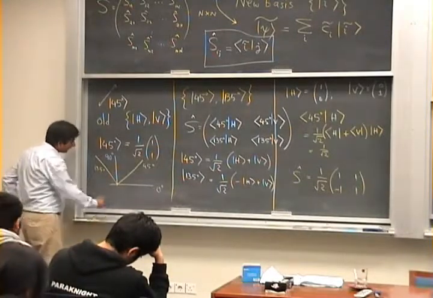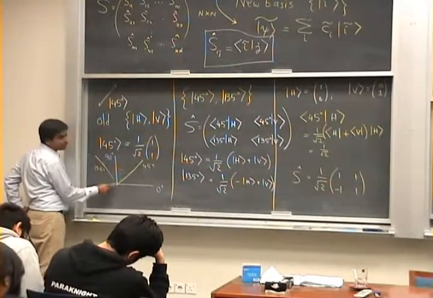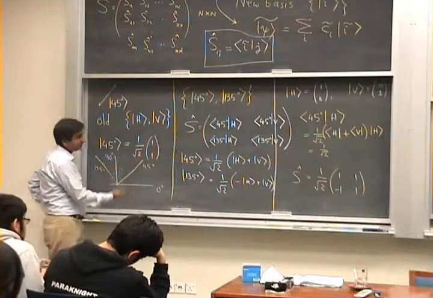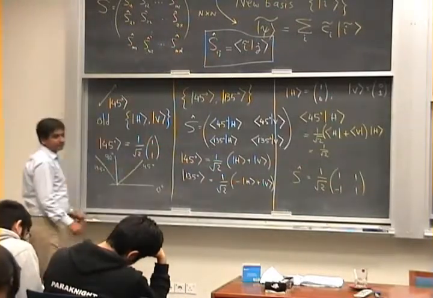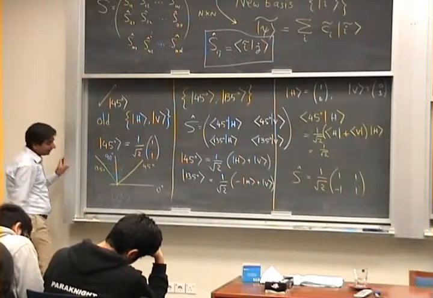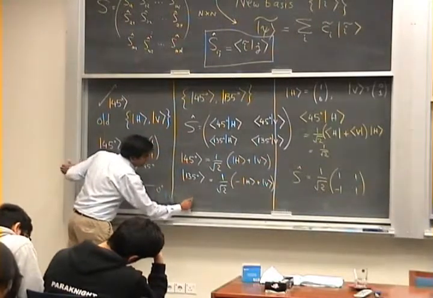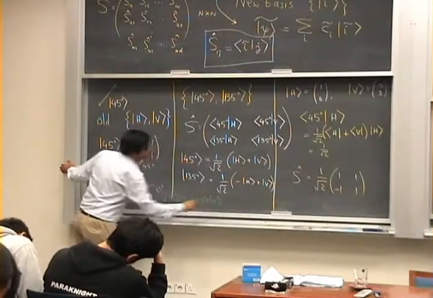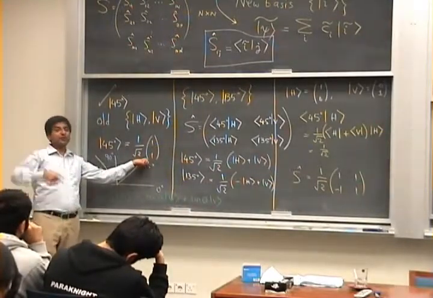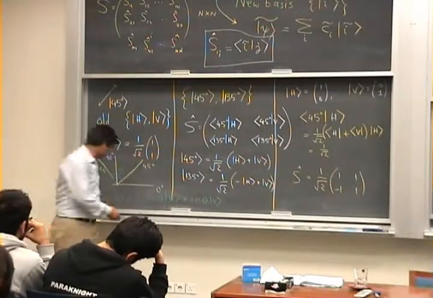So the 135 check: if the basis state is along this axis, the angle is theta, so you have cosine theta ket H plus sine theta ket V. But theta is 135, and cosine of 135 is minus 1 over root 2. So in general, light or photons that are polarized linearly at an angle theta with the horizontal have the general state cosine theta ket H plus sine theta ket V. So this is your similarity transform. Now you take the old representation and multiply that matrix with it, and you get the new representation.